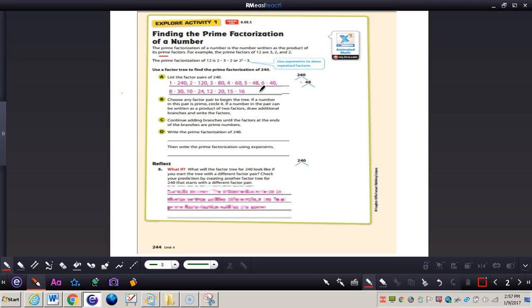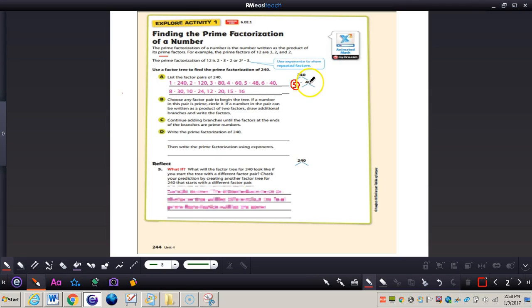Now from here, letter B, it says choose any factor pair to begin the tree. If a number in this pair is prime, circle it. If a number in the pair can be written as a product of two factors, draw additional branches and write the factor. So, for example, I'm going to take a look at 5 times 48, and I'll start out with that. So we have 5 times 48. Now, I know 5 is a prime number, so I'm going to circle that.